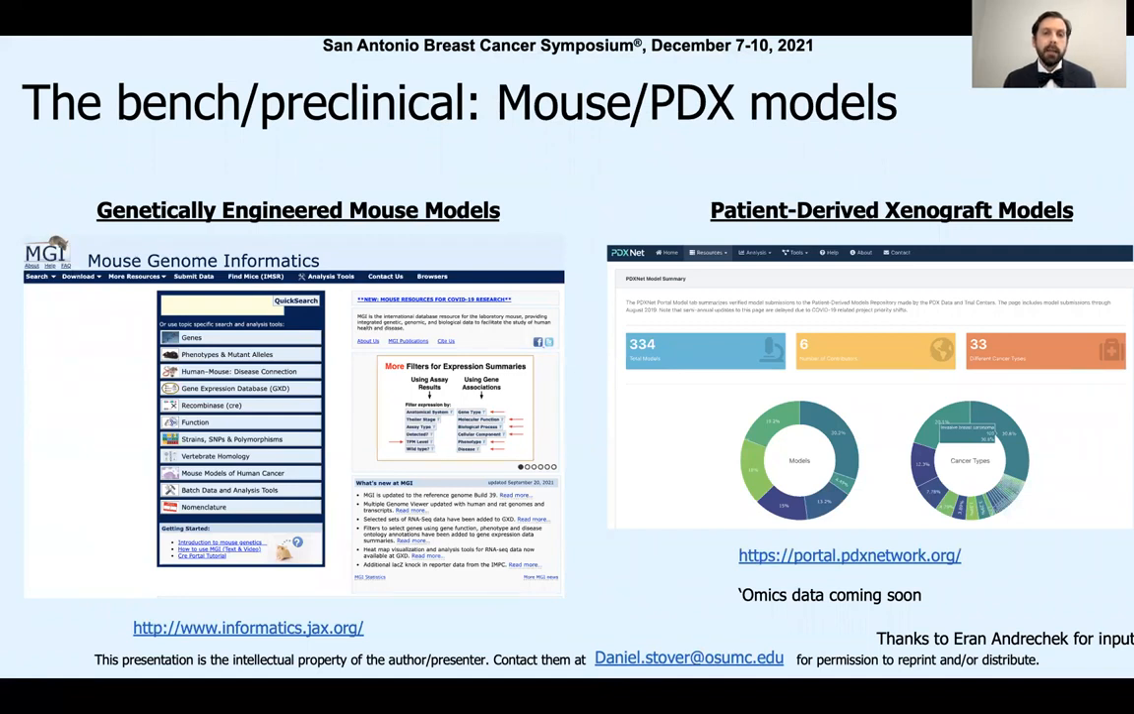Beyond cell lines, we also have a growing set of data about mouse or patient-derived PDX models. The Jackson Labs has the Mouse Genome Informatics page, which allows the ability to interrogate common breast cancer mouse models. And PDX Network, which has a growing repository of breast cancer patient-derived xenografts, particularly from Baylor and Utah, has omics data coming soon that will allow greater understanding of the features of the models that we use experimentally.